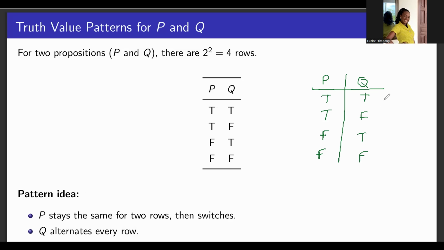So the pattern, how did I come about this? I had to just use a system to ensure that I get all the possibilities out. If the table is very long, if there are 3 or 4 statements, and you don't have a systematic way of writing, the way I wrote true, true, and then false, false for P, and then true, false for Q, I could have missed out some pattern. And especially if you have a lot of statements. So here's a pattern idea. P stays the same for 2 rows, then switches. But Q alternates every row, and that's what I did.